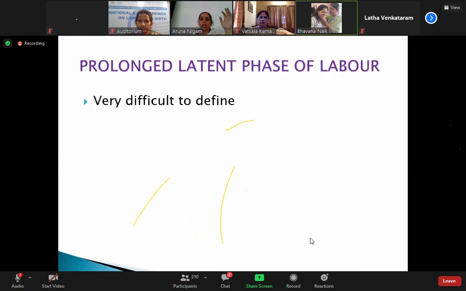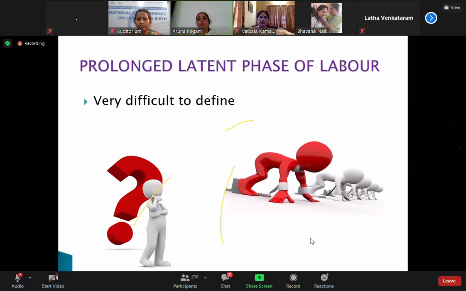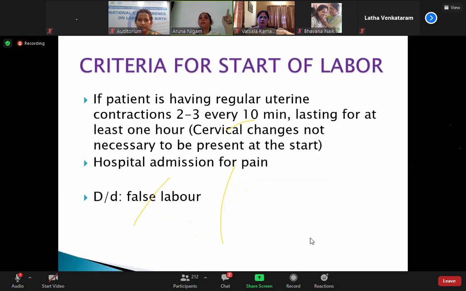See, coming to prolonged latent phase, it's very difficult to define. Why is it difficult to define? Because you don't know from where to start when your patient has entered the latent phase. Is it when she entered the hospital with pain? Is it the time when she was in the latent phase? We don't know. That's why there is no arrest of latent phase, right?